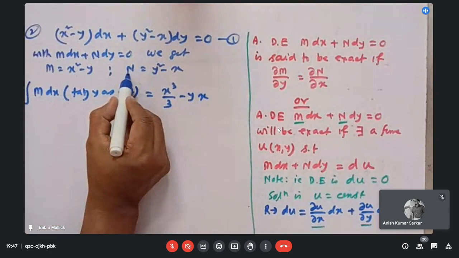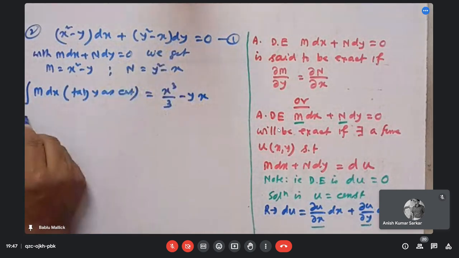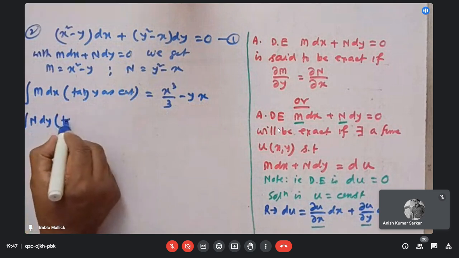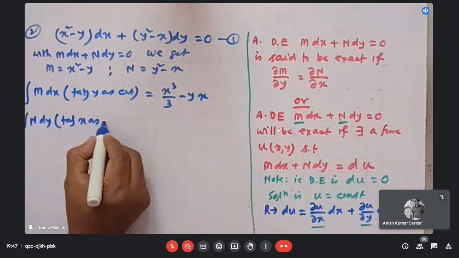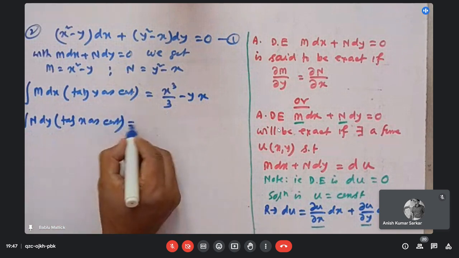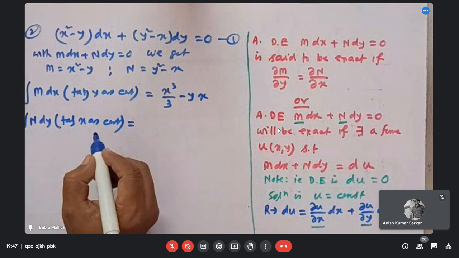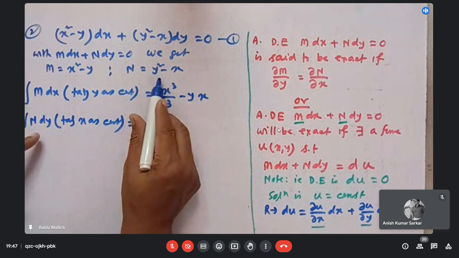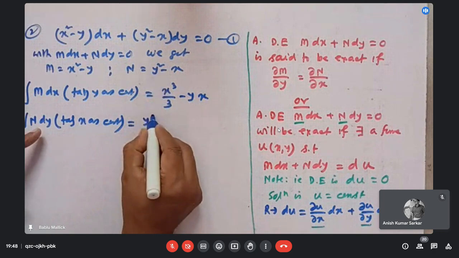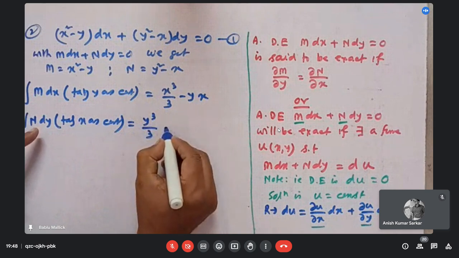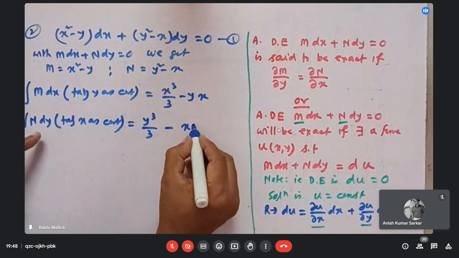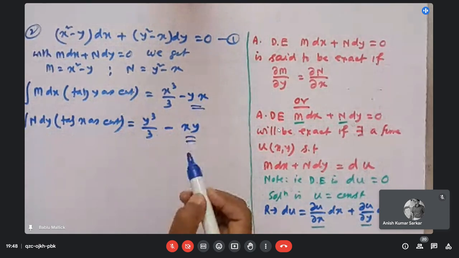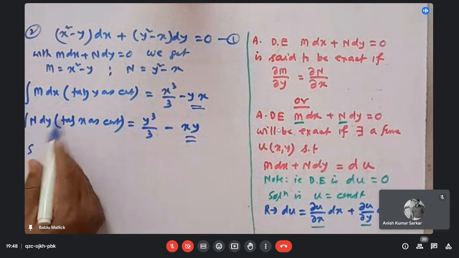And you have to integrate n with respect to y. So integrate n dy taking x as constant. What are you getting? With respect to y we shall integrate, so we are getting y cube by 3 minus x is constant, this into y. Here this term is a common term, then we shall just add them.